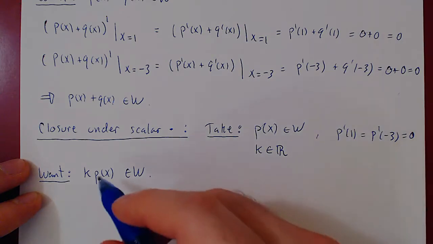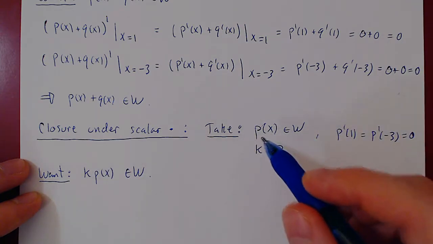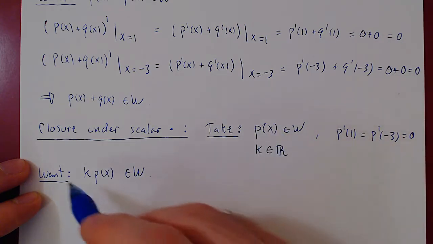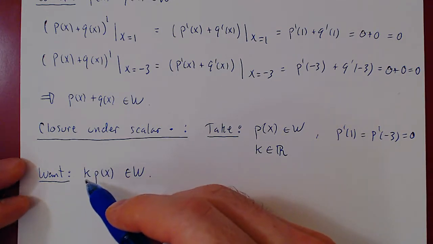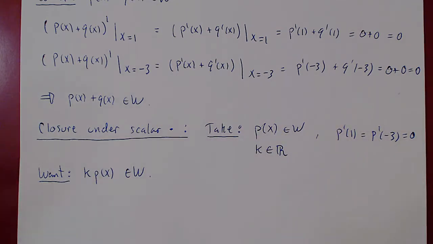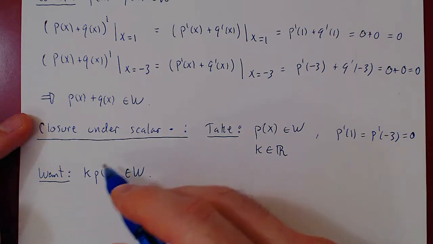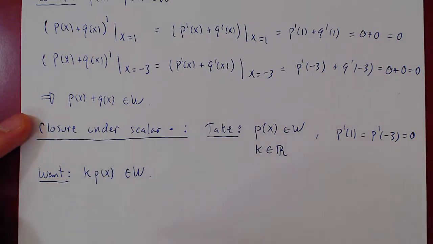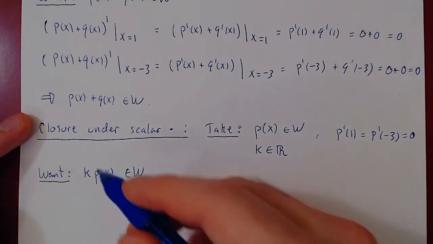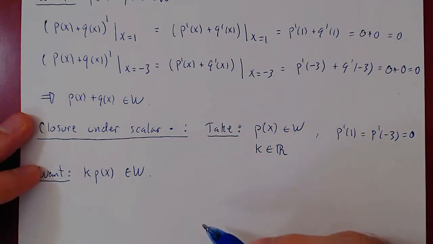Well, again, clearly, if p is in W, it is a polynomial of degree at most 3. And if you multiply p by a constant k, the degree is still at most 3. So we simply have to prove now that x equals 1 and x equals negative 3 are critical points of k times p.